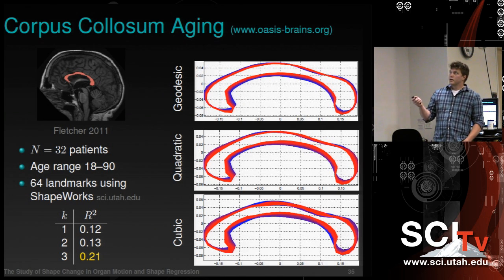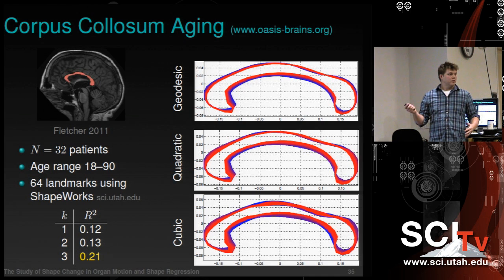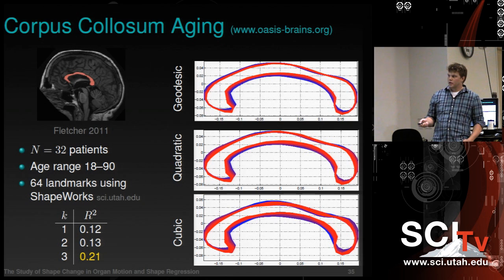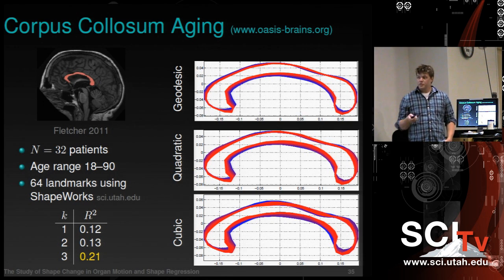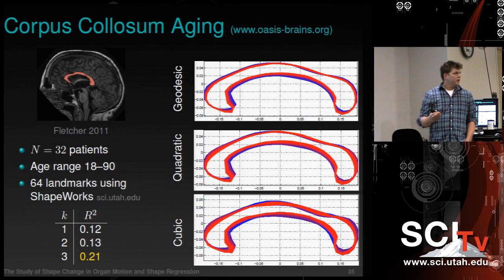And here, the data is way too cluttered to show it all on one plot, so I'm just showing the trends that we estimated. Blue is age 18, and red is age 20. As you move to the foreground, you get them older and older. Our R squared shows something interesting in this case, too. From k equals 1 to k equals 2, we don't see much difference in R squared, but when we move to cubic, we actually get a big jump in the R squared.